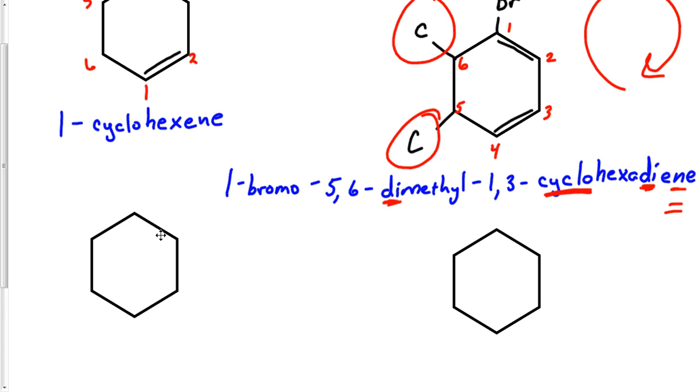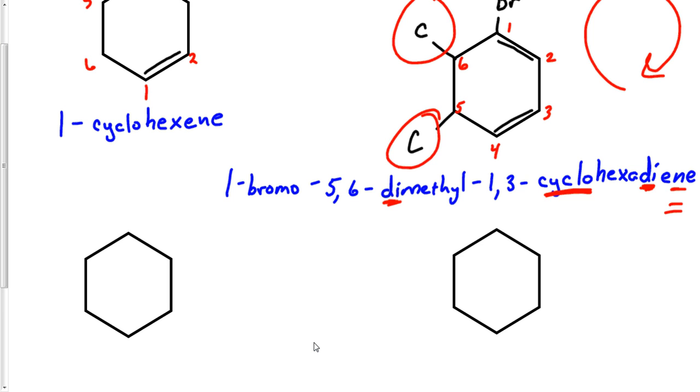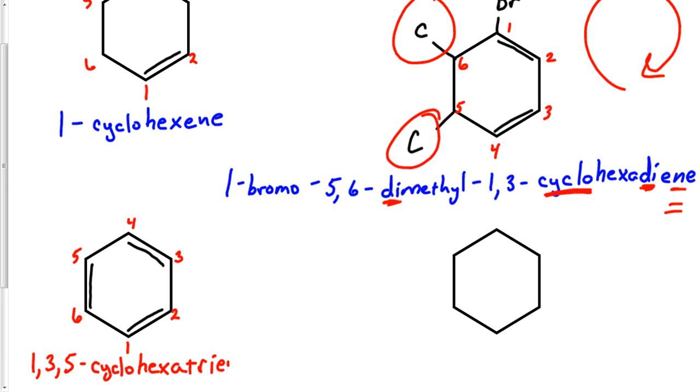How about this one? Could you name this? This is an extremely common structure you'll see in organic. And so once again, we'll pick one of these to be number one. Here, number 1, 2, 3, 4, 5, 6. So let's name that one. 1, 3, 5 cyclohexatriene. Now, there you go. There's that one.